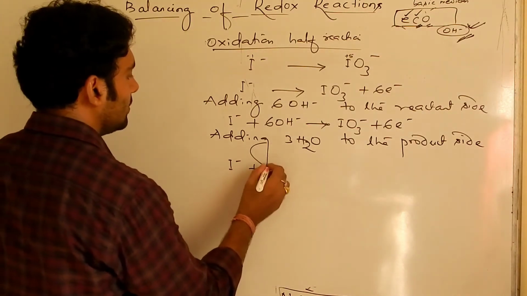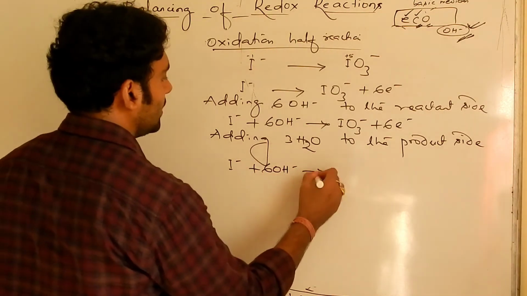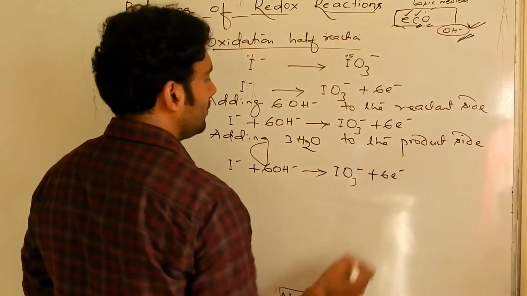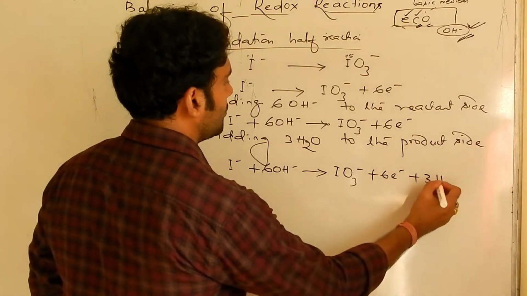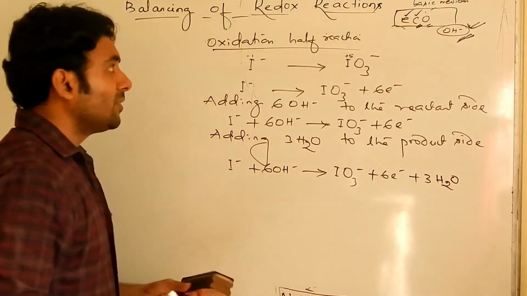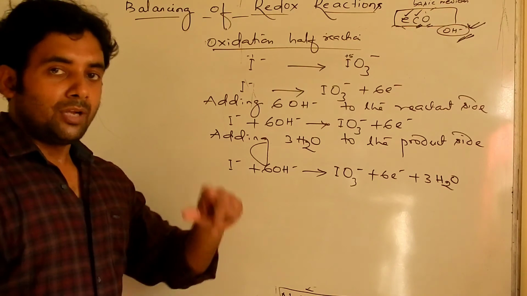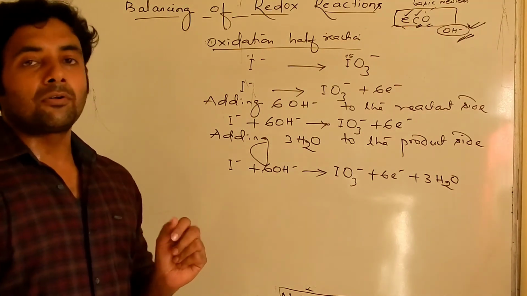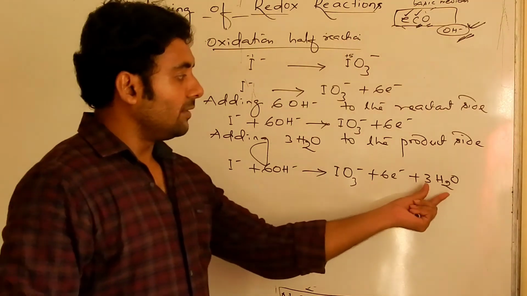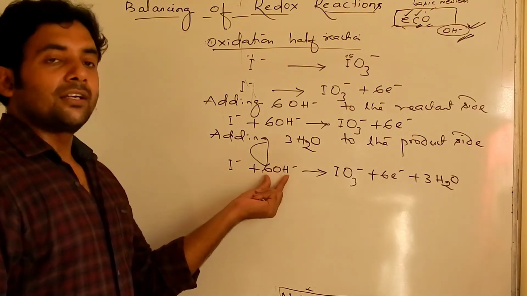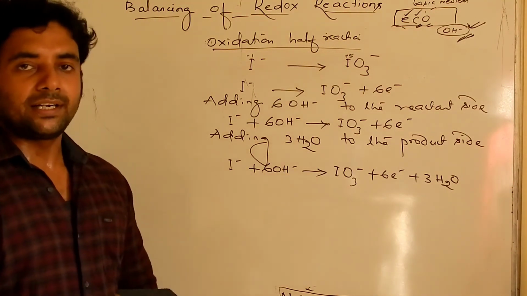I⁻ + 6 OH⁻ gives rise to IO3⁻ + 6 e⁻ + 3 H2O. So our process is over; that is electron balanced, charge balanced and oxygen balanced. So we have to check whether the hydrogen is balanced automatically or not. See the product side: there are 6 hydrogen atoms, and on the reactant side there are 6 hydrogen atoms. So hydrogen is also getting balanced.